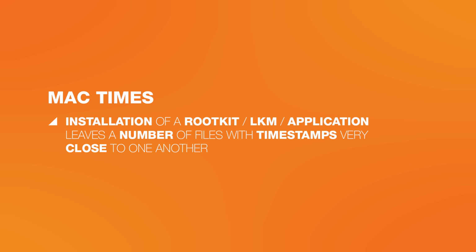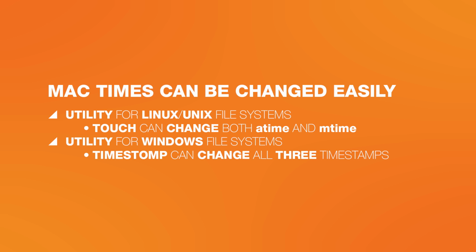For example, a rootkit installation leaves a number of files with timestamps very close to one another. However, MAC times can be easily changed by attackers. The Linux-Unix command touch is able to change both access and modification times. A free utility in Windows systems called Timestomp will change all 3 timestamps in Windows file systems.